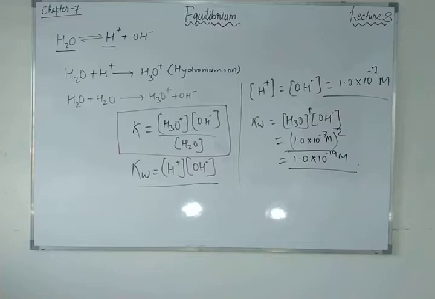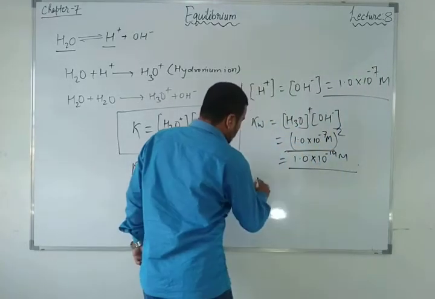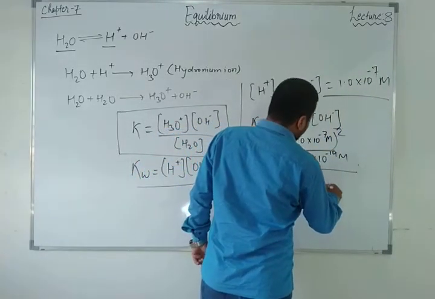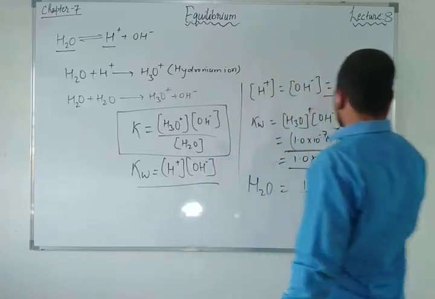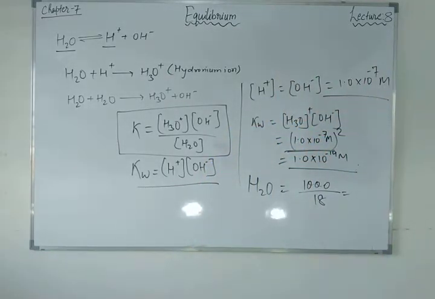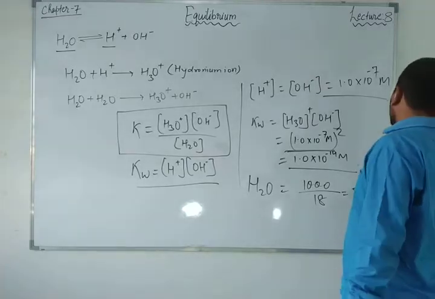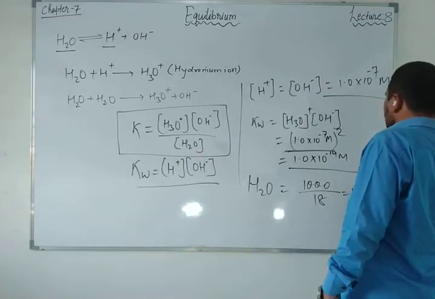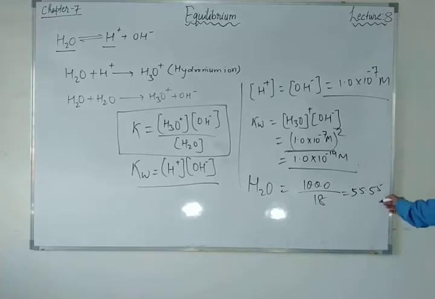If you want to calculate the molarity, it's very easy, you know very well. The molarity of water is equal to 1000 upon 18. Can you divide 1000 upon 18? It's very easy. It will be 55.55. Why? 18 fives are 90, so 55.55 molarity.